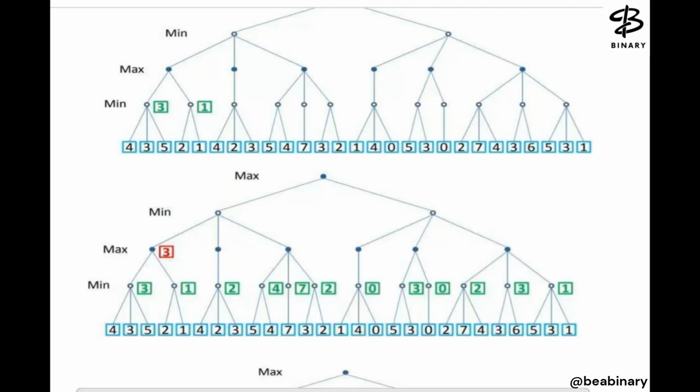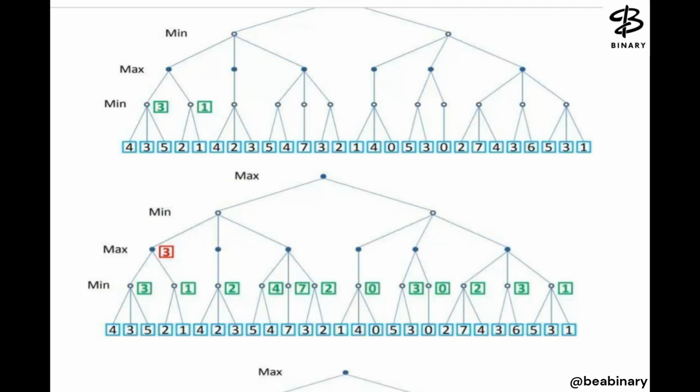And in that case, we need to find the maximum. So here we are using just an alternation between minimum and maximum. First we have done the minimum and now we are finding the maximum value. So the leaf nodes are here 3 and 1 and the maximum value is 3. So we will put 3 here.